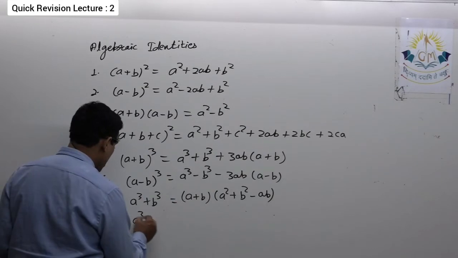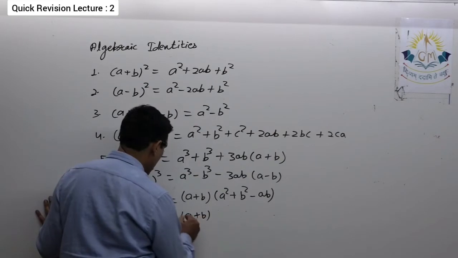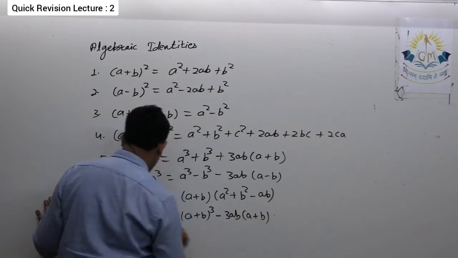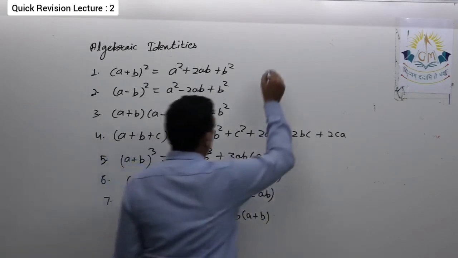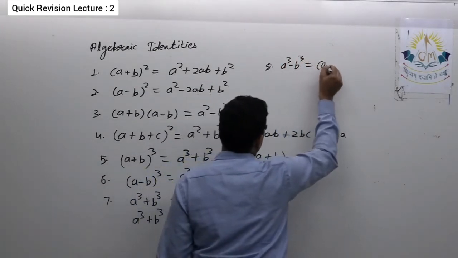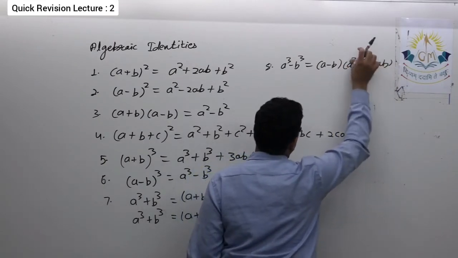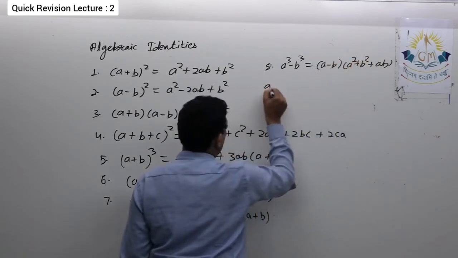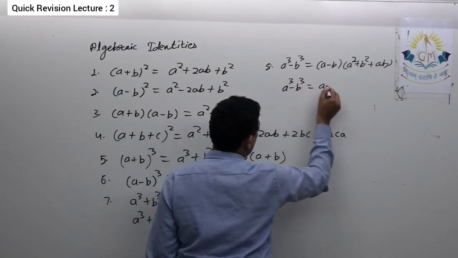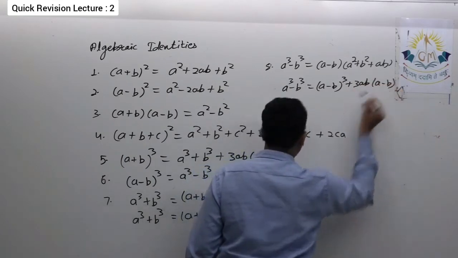There is one more identity of a cube plus b cube, that is a plus b whole cube minus 3ab into a plus b. Then the eighth identity I am writing over here, a cube minus b cube, that is a minus b, then a square plus b square plus ab. Then there is one more identity of a cube minus b cube, that is a minus b whole cube plus 3ab into a minus b.